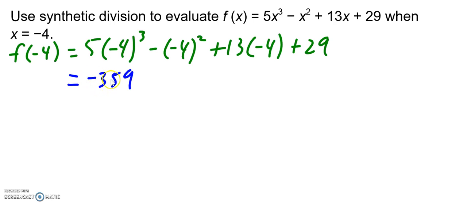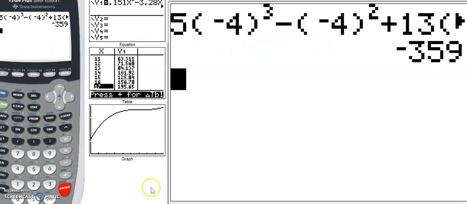All right, so hopefully you got -359, and remember, evaluating any function just means plugging this number in for the input and finding the output. So f of -4, or evaluating at x equals -4 means I'm going to plug in -4 for x, so I do f of -4, so 5 times -4 to the third minus -4 squared plus 13 times -4 plus 29. Be very careful typing this into your calculator with the parentheses. Your calculator will do the order of operations for you.